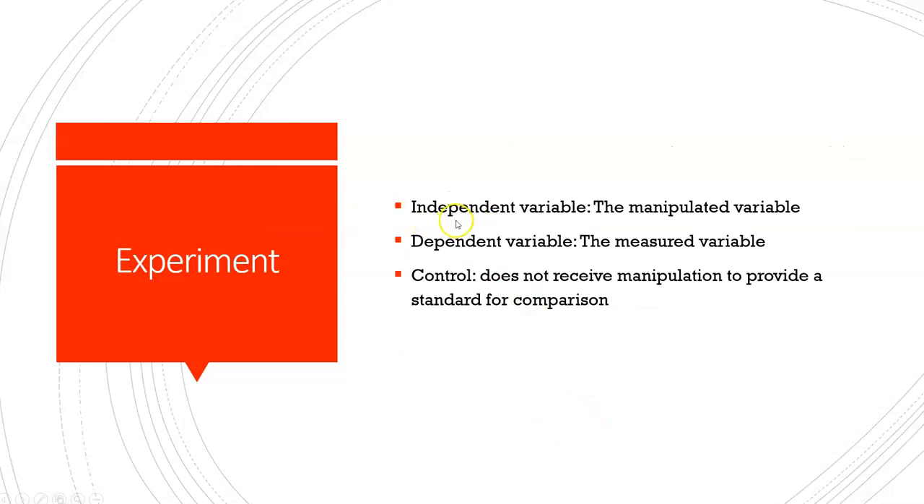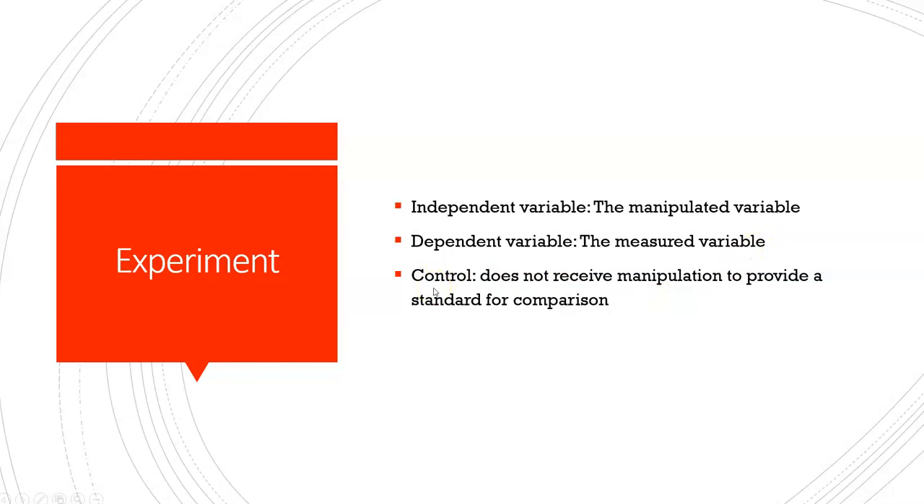And then in your experiment, you would have an independent variable, which is the variable that you are changing or manipulating, and then the dependent variable, which you would measure to see if it responds to the independent variable. Sometimes the dependent variable is known as the responding variable.